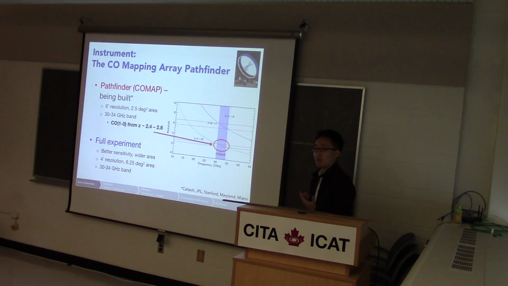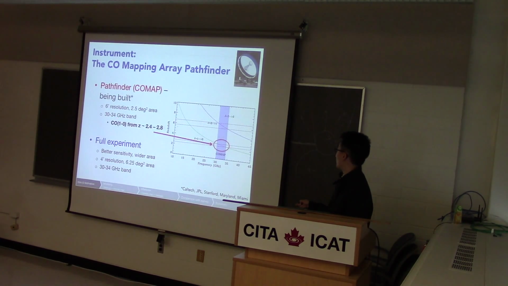It's a single-dish experiment in the microwave regime, which we're modeling in this talk as having 6 arc-minute resolution, so a 6-meter dish, scanning over a 2.5 square degree area. The frequency band that we're using is 30 to 34 gigahertz. So in a nutshell, what that does is that it images CO10 from redshifts of 2.4 to 2.8.